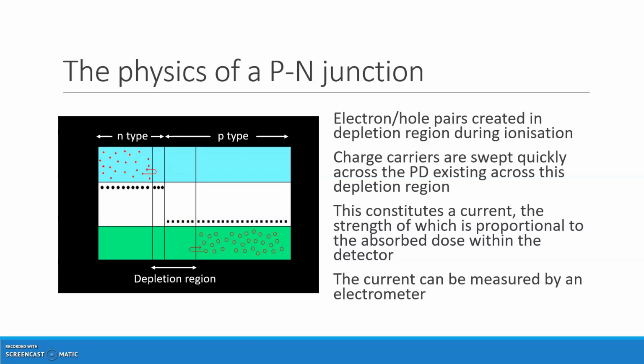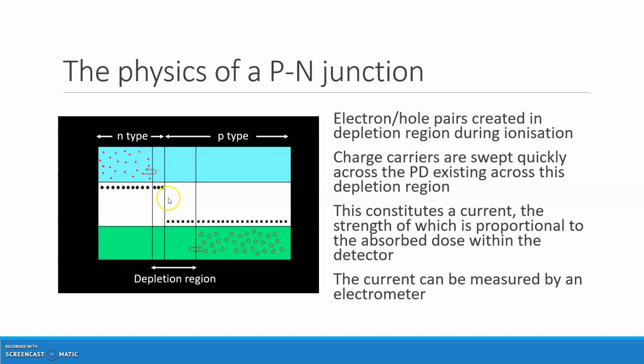So you irradiate this, and as the radiation comes in, it causes ion pairs to be produced, so electron hole pairs to be produced in this depletion region. So these charge carriers are quickly swept across this potential difference. Remember, you've got a potential difference here of about 0.4 volts because you've got electrons on one side, holes on the other, and they're prevented from mixing any further by these ions within here.